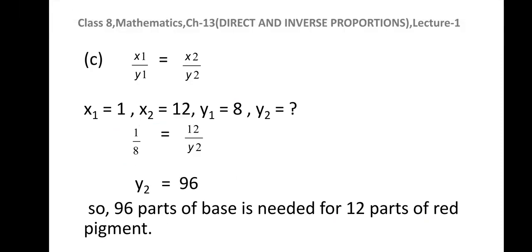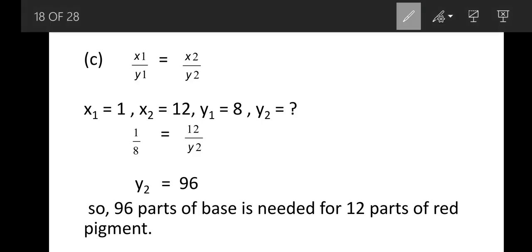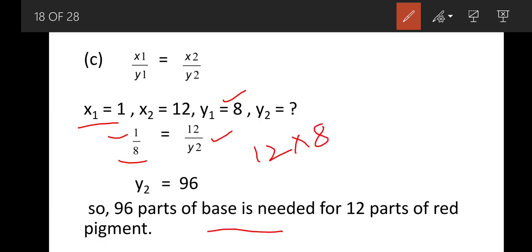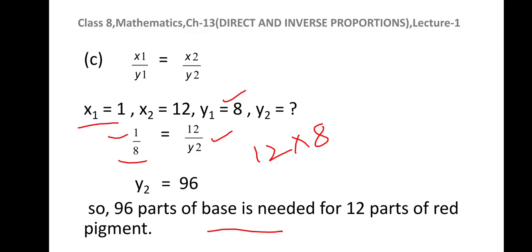Now the C part is, x2 is given to us as 12. As I told you, you can write x4 here, y4 here, or you can write in this manner also. So x1 is 1, y1 is 8, so I have written x1 over y1, that is 1 over 8, is equal to 12 over y2. So y2 will be 12 into 8, that will be 96. So this is the answer of the third blank, ideally the third blank.